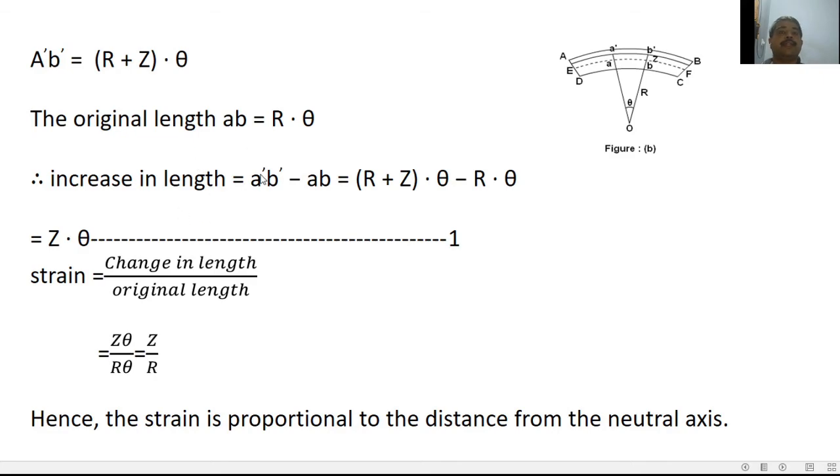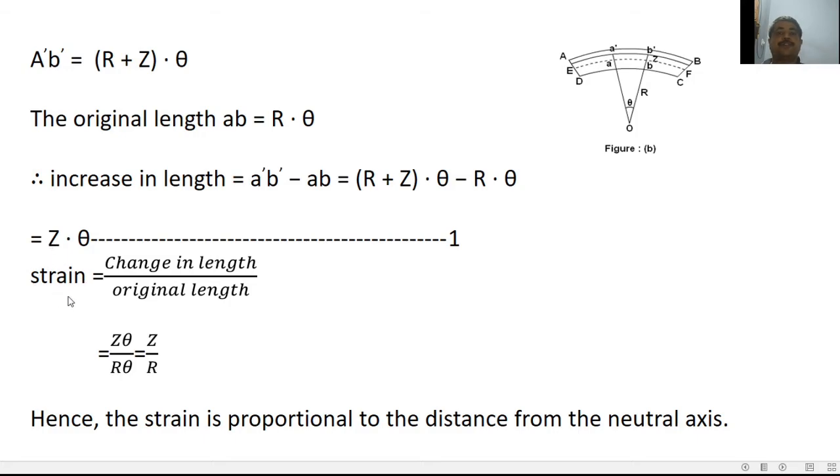Therefore, the increase in length is equal to the final length minus the initial length. We know that the final length is (r plus z) theta and the initial length is r theta. So here r theta gets cancelled. Therefore, the increase in length is z theta.